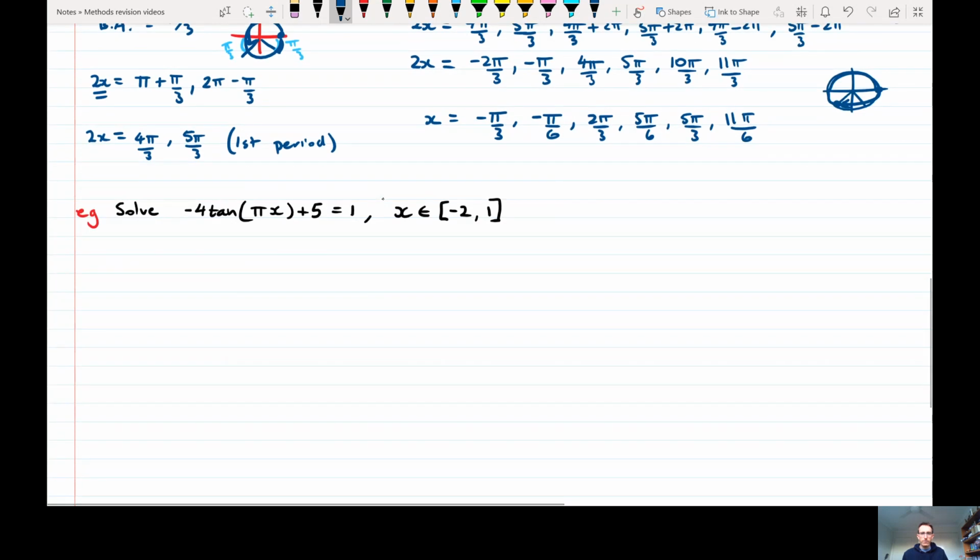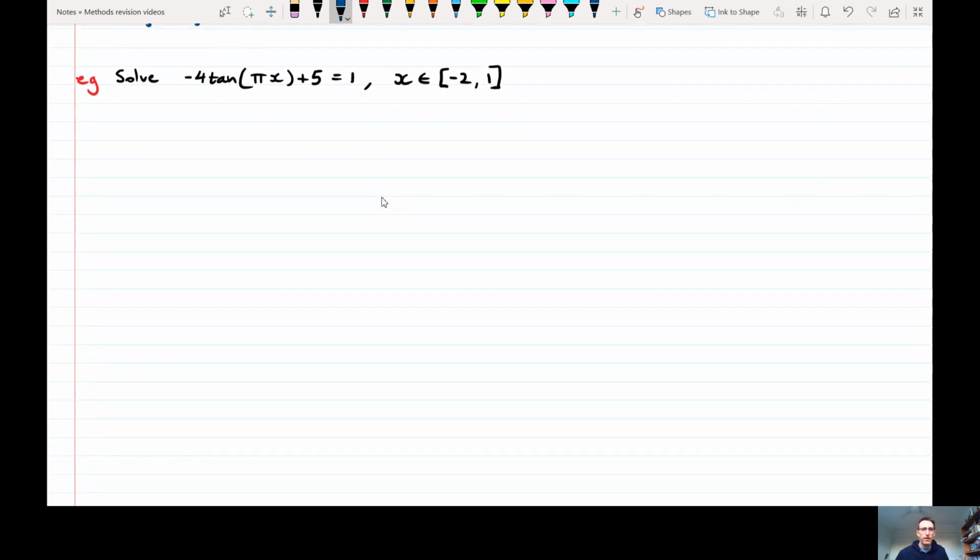Our last example. We're going to start, let's say, doing the same thing by getting tan of pi x by itself. So we subtract the 5, divide by the negative 4, and then we find our base angle. And that will give you pi over 4.